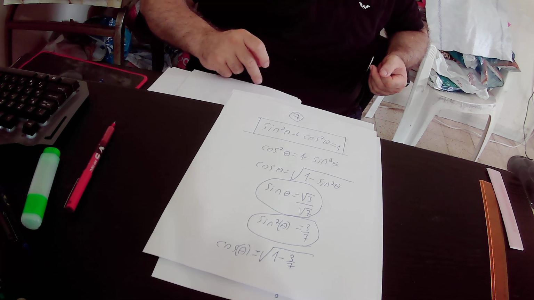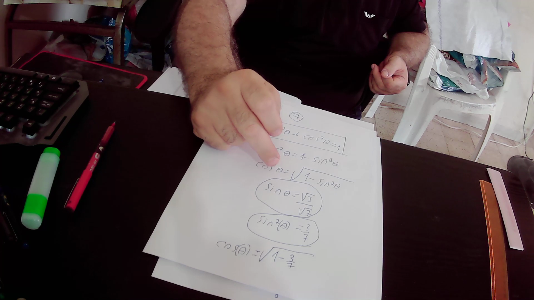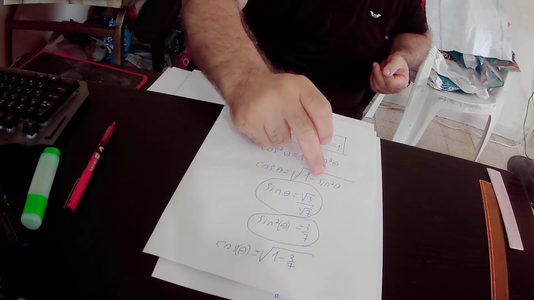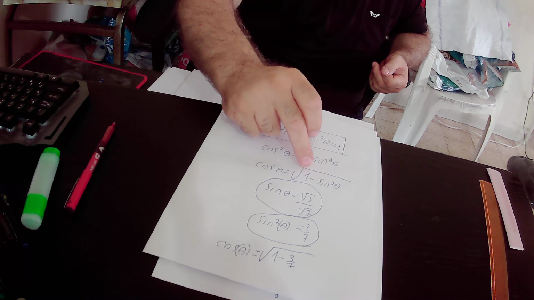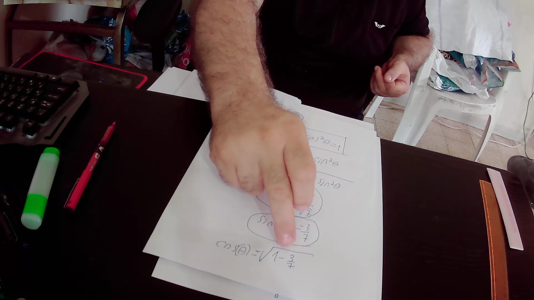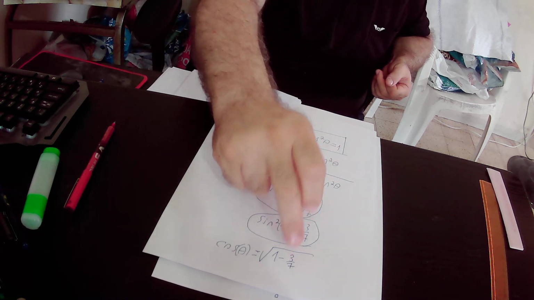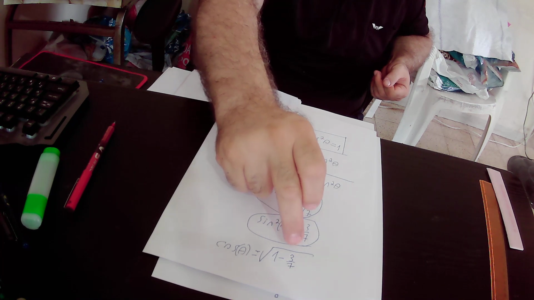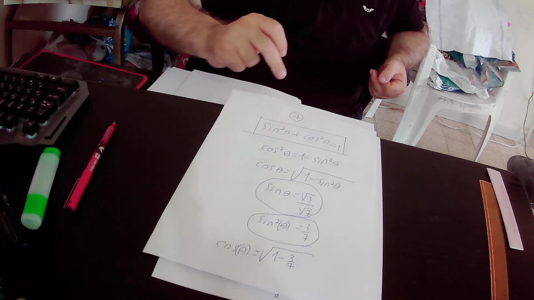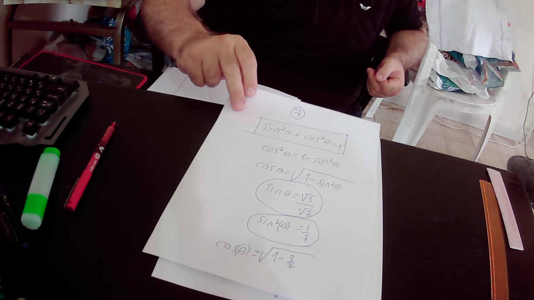Okay, so we substituted sinus theta squared by 3 over 7. We got that cosinus theta equals 1 minus 3 over 7, because sinus theta squared equals 3 over 7. Okay, cosinus theta equals the root of 1 minus 3 over 7. 1 minus 3 over 7 is 4 over 7.